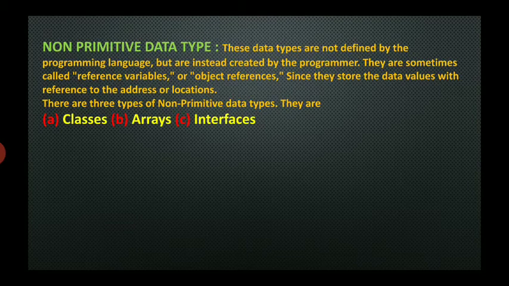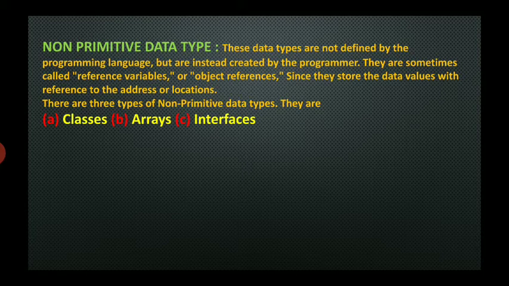Now we will see the second part, that is non-primitive data types. Now these data types are not defined by the programming language. That means this type of data types are not inbuilt or predefined in the Java language. It is written or created by the programmer. They are sometimes called reference variables or object reference. Why? Since they store the data values with reference to the address or locations. So the other name for non-primitive data type is reference variable or object reference.